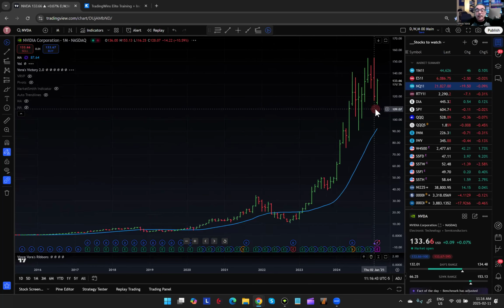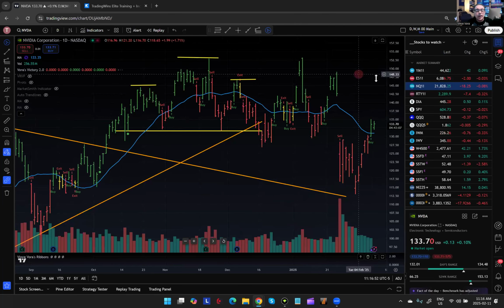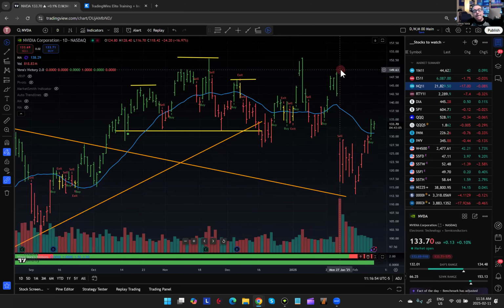And the monthly looks pretty good right now. So the path of least resistance is higher, no question. And that's the direction we'd prefer to trade in. But there's going to be a bit of overhead resistance here. So I'd rather be patient with this one.